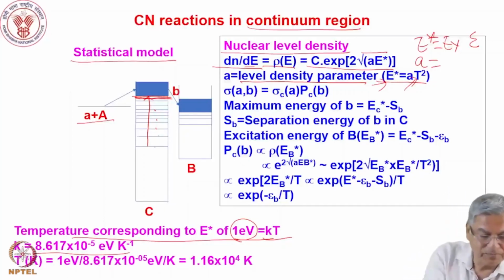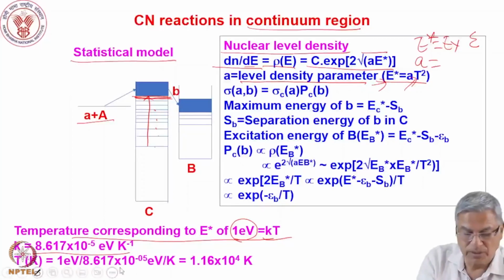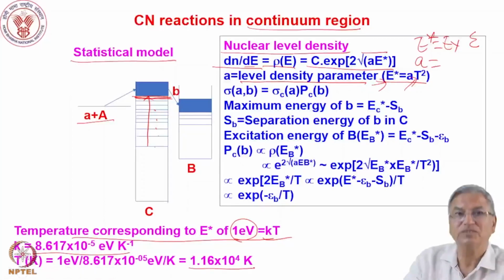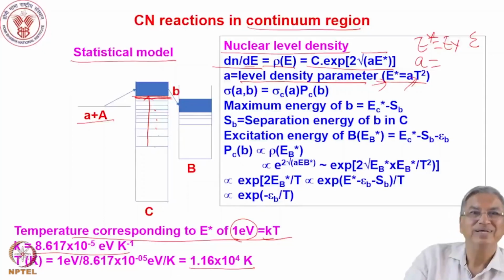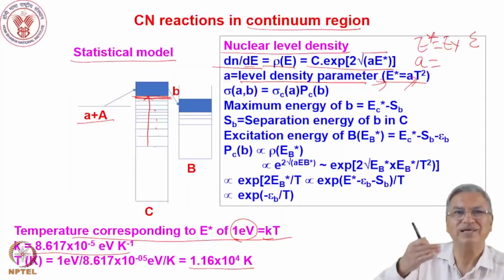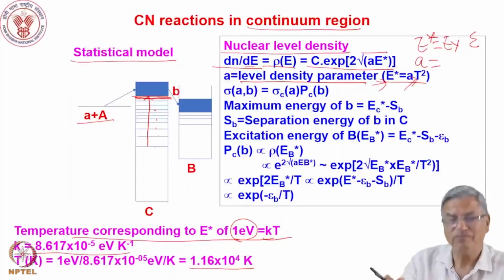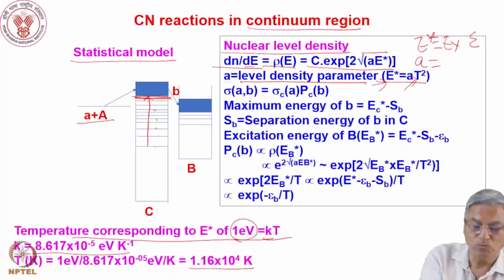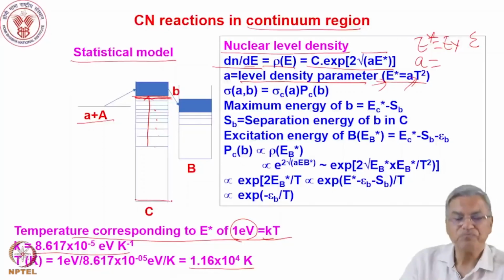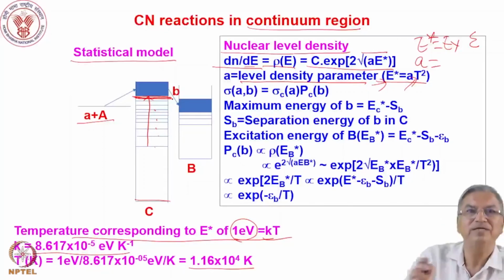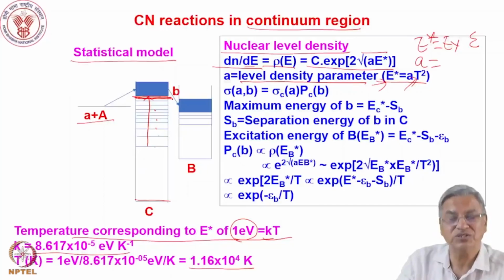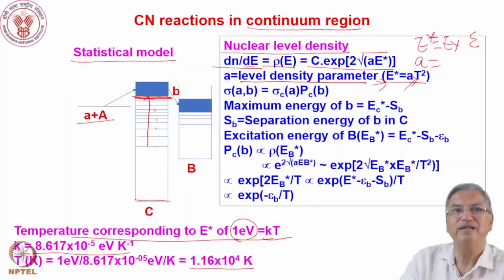So if you calculate the temperature corresponding to 1 electron volt, it is 1.16 times 10 to the power 4 Kelvin per electron volt. So if you have a nucleus with an excitation energy of 1 electron volt, then it has a temperature of 10 to the power 4 Kelvin. So 1 electron volt is close to nearly 0. You populate at 1 MeV and straight away 10 to the power 6 into 10 to the power 4, 10 to the power 10 Kelvin.